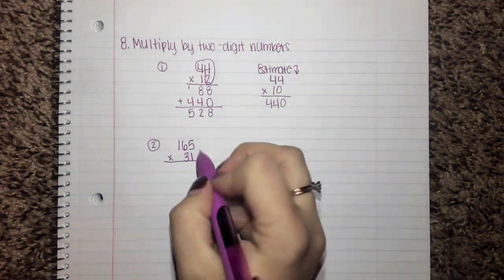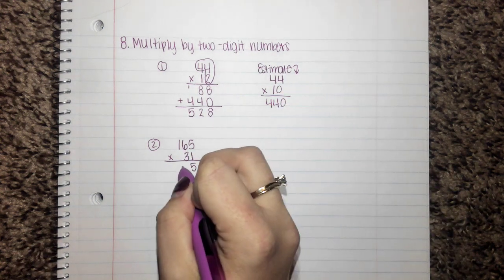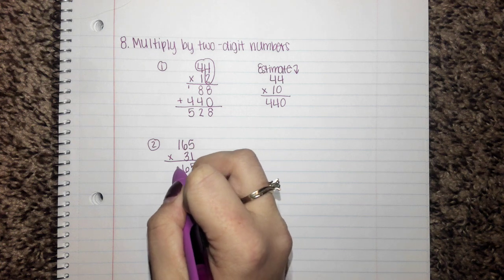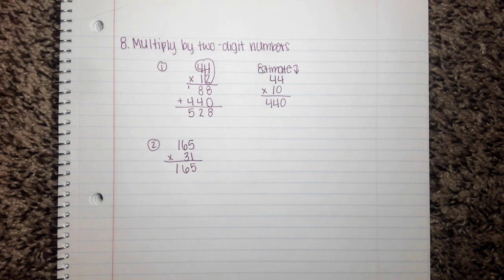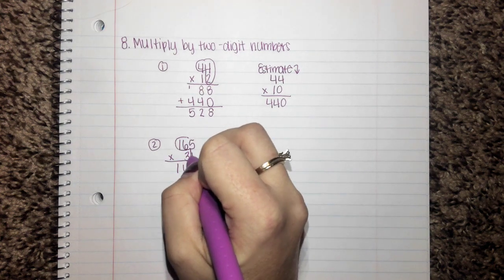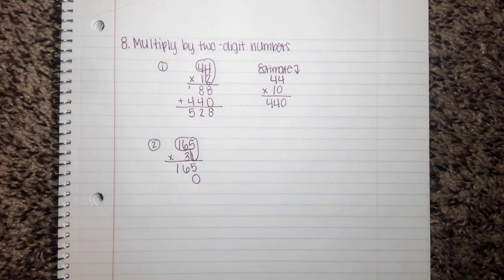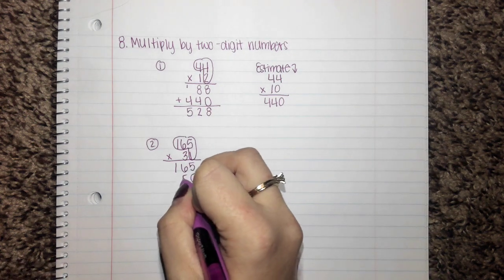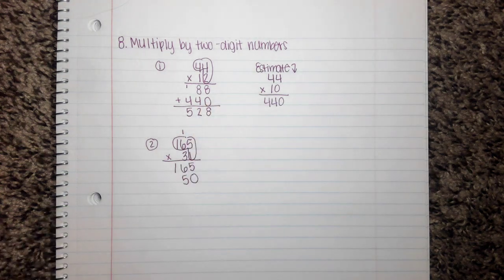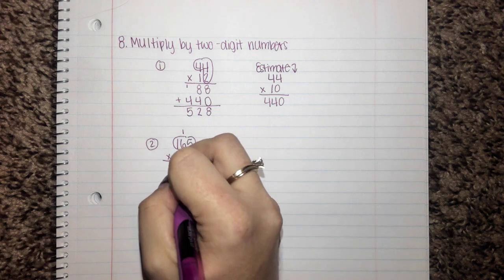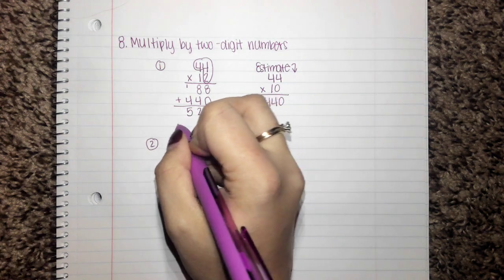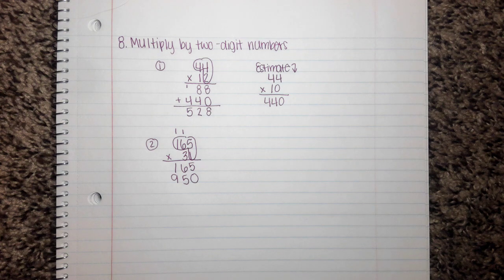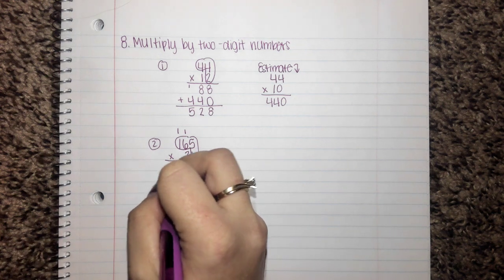So my 1 times my 5 is going to give me 5. 1 times 6, 6. 1 times 1, 1. So really, I just had 165 all over again. Now, before we go on, I need to drop that egg or that 0, okay, before I do my 3. Now, 3 times 5 is going to give me 15. 3 times 6 is 18, plus 1 is 19. 3 times 1 is 3, plus 1 is 4.